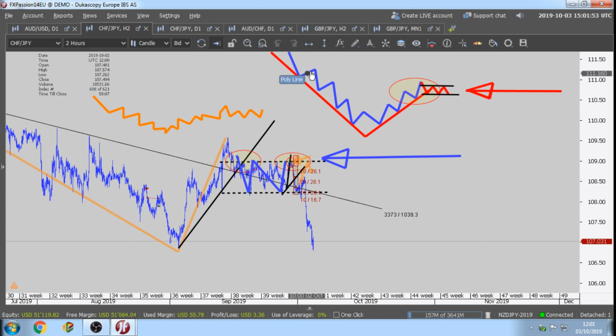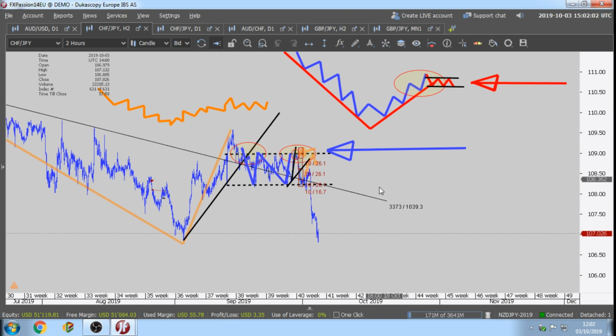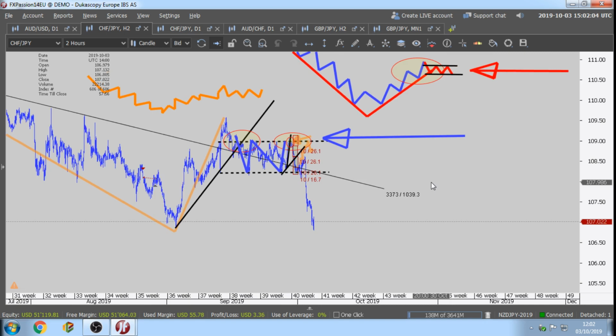Questions. Silas says the dollar seems to be devaluating a lot in the Euro-USD pair. Yes, the USD, it looks like it's weakening.